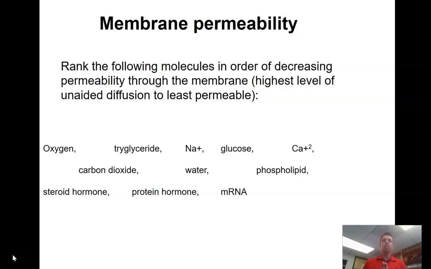Some things are going to need help via channels or transporters, and other things get through pretty easily on their own. So I want you to think about the properties of the phospholipid bilayer and the cell membrane that we've talked about already, and see if you can figure out which of these various molecules here, we have oxygen, triglyceride, carbon dioxide, etc., are able to get through the membrane on their own without help, without needing a channel or transporter. Which ones permeate through the membrane rapidly and easily, and which ones have more difficulty, basically would need help?